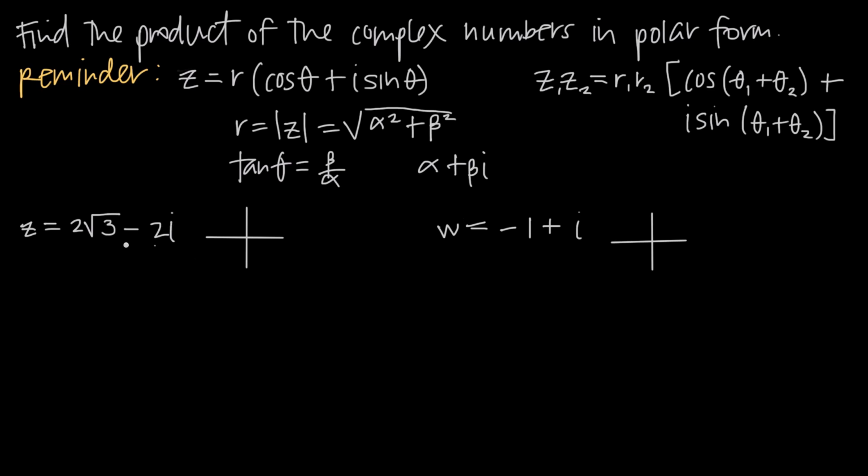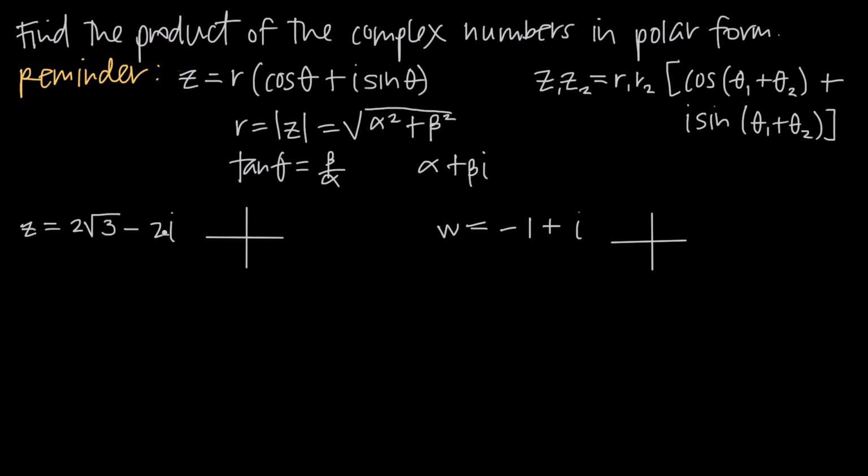So we have two complex numbers, z and w in this example, and what we want to do is multiply these together. We want to find the product, and we want to write that product in polar form. The easiest way to go about doing this is to write each of these complex numbers individually in polar form, and then to find the product of these numbers after we've written them in polar form.